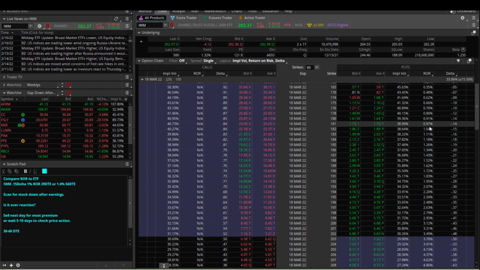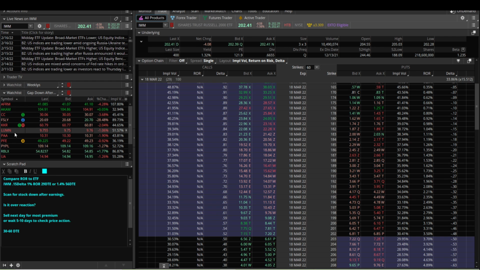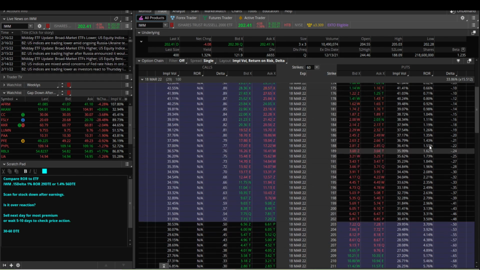So we can see that the IWM at roughly 30 days to expiration at the 15 delta is paying almost 1%. And that works out to roughly 12% annualized. So we want to make sure that we can get at least this type of return here. Otherwise, it's going to be better just to sell a cash secured put in the IWM than it is to sell anything in any of these stocks here.